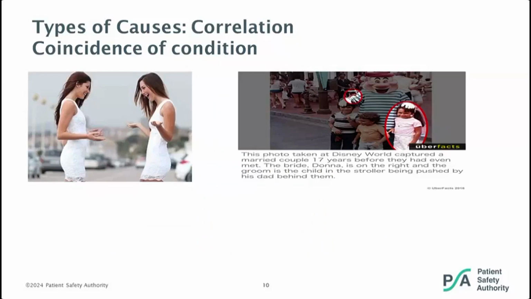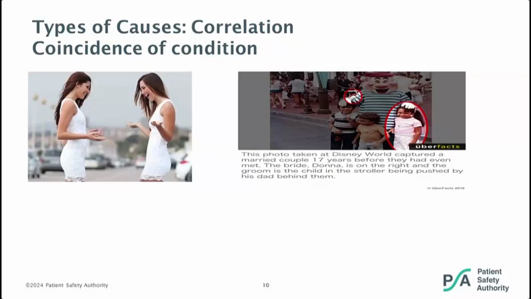Correlation or coincidence of condition refers to the simultaneous occurrence of two or more events or conditions without necessarily implying a causal relationship between them. In other words, correlation or coincidence of condition occurs when events or conditions happen together or in close proximity, but one does not directly cause the other.